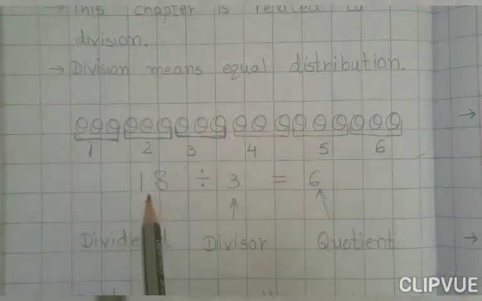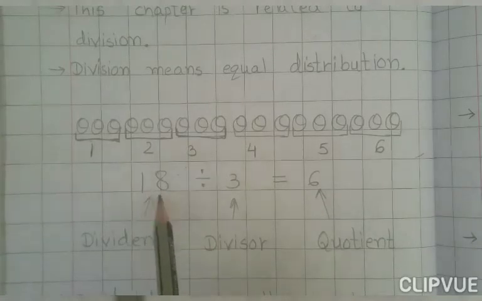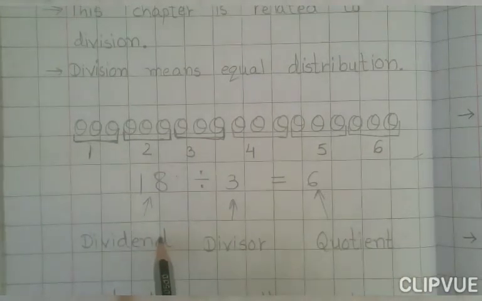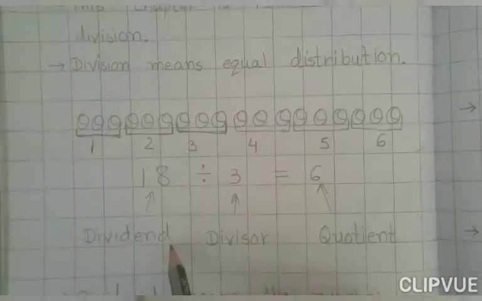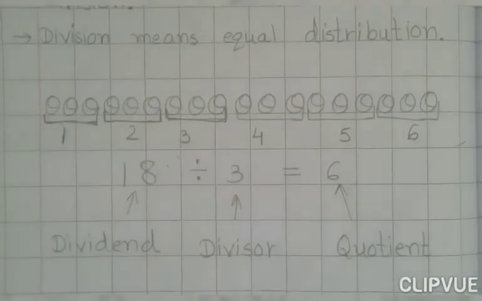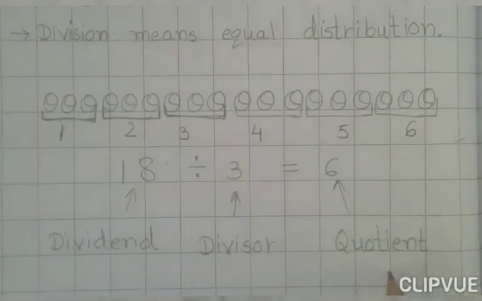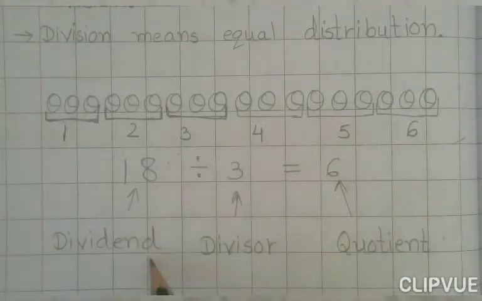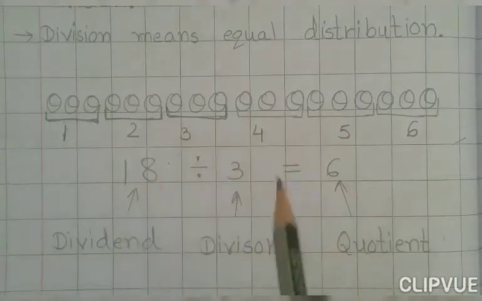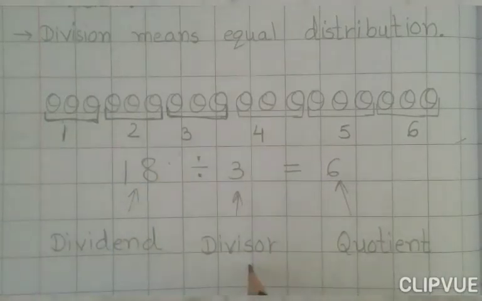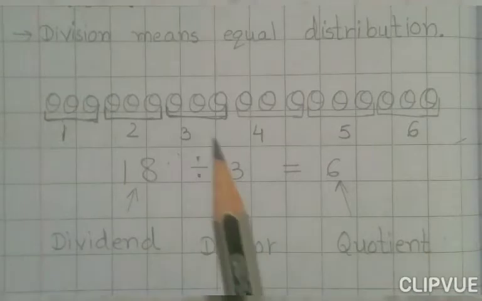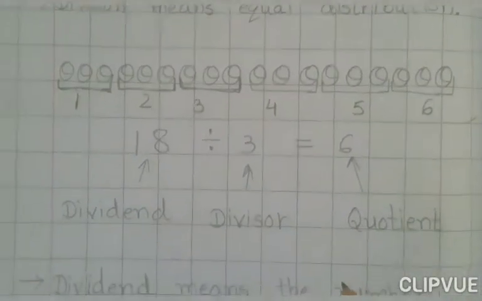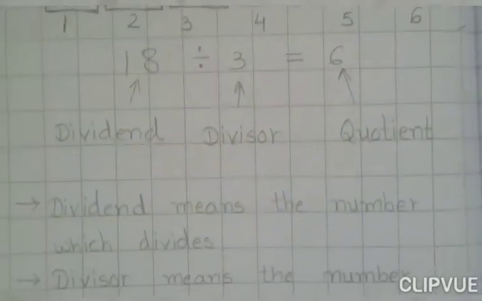Now I write the division expression like this: 18 divided by 3 is equal to 6. 18 is my dividend, D-I-V-I-D-E-N-D, dividend. 3 is my divisor and the answer 6 is my quotient. ओके हम जब किसी भी नंबर को डिवाइड करते हैं तो उस नंबर को डिविडेंड कहते हैं। जिस नंबर से हम डिविडेंड को डिवाइड करते हैं उसको डिवाइजर कहते हैं और आंसर ऑफ द डिवीजन को कोशेंट कहते हैं। Now the definition of dividend, divisor and quotient.